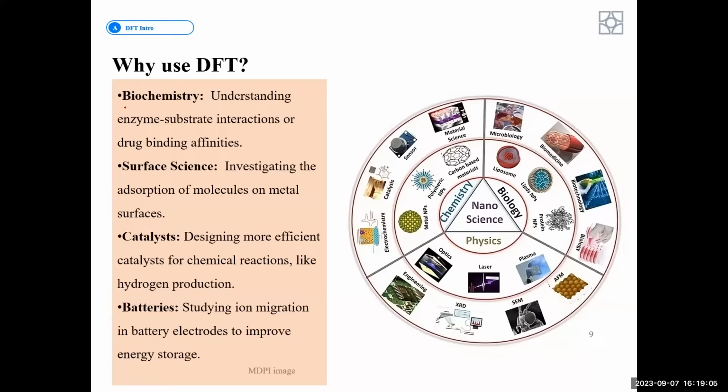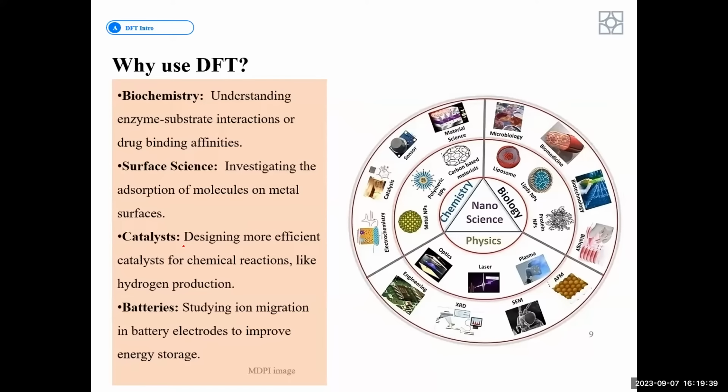In biochemistry, for example, you can use DFT to understand enzyme-substrate interaction or drug binding affinities, okay? It's really good also for drug exploration. In surface science, you can investigate the adsorption of molecules on metal surfaces. Why is adsorption so important on the surface? Because strong adsorption can show you the nature of interaction with the surface. So this is kind of a catalyst, maybe it could be a catalyst application.